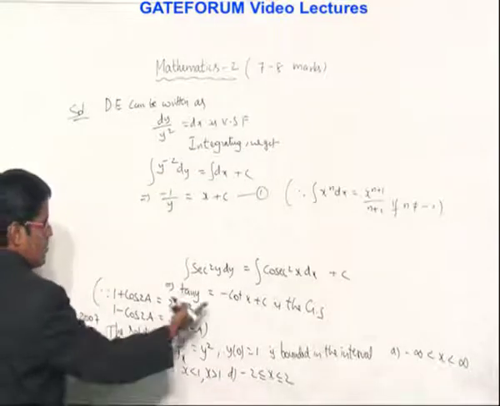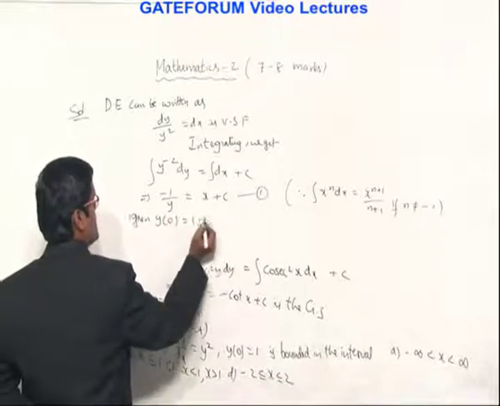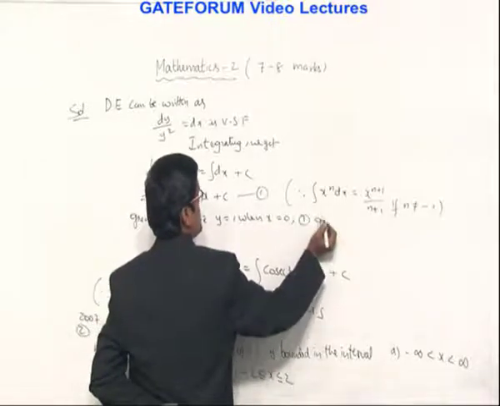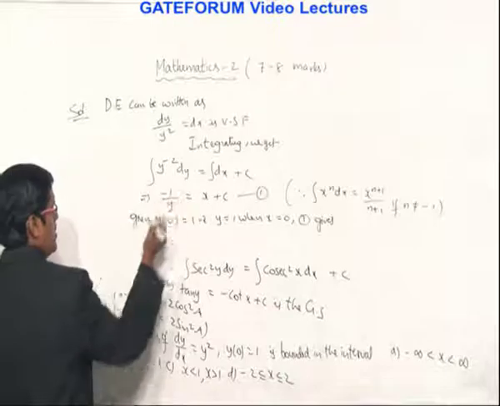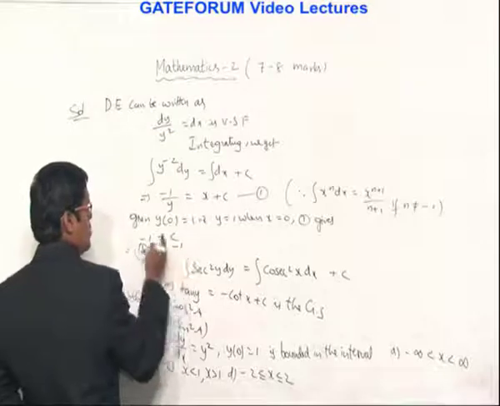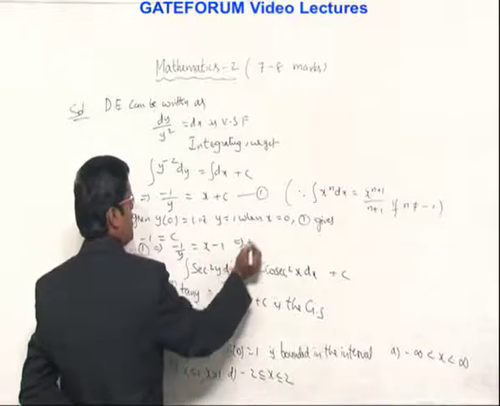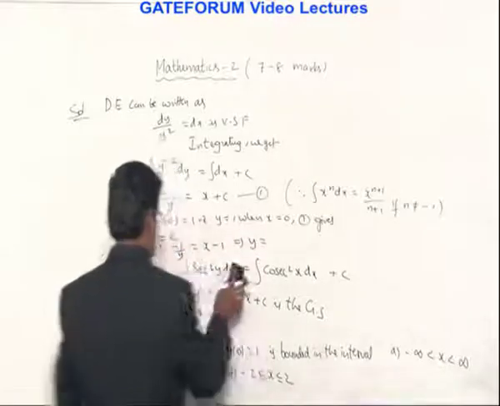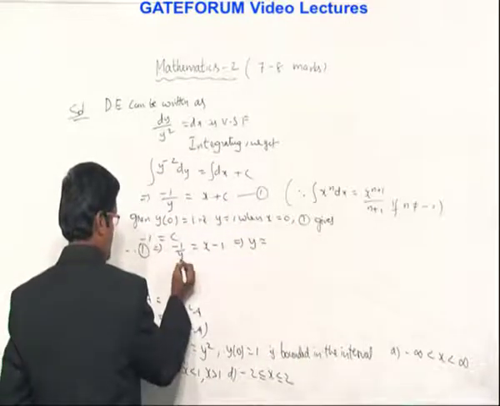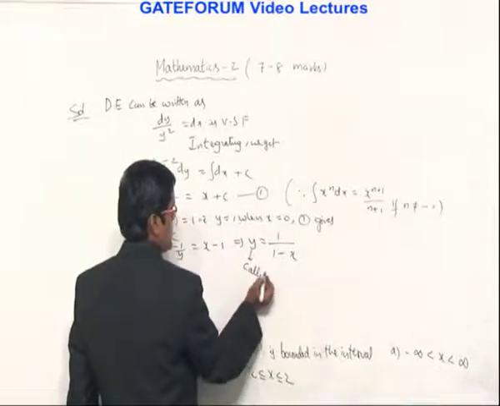Now use the given condition. What is that condition? Given y of 0 is equal to 1. That is, y value 1 when x value 0. Substitute in equation 1: minus 1 is equal to c. Therefore, go back to equation 1 and substitute the c value: minus 1 by y is equal to x minus 1. From this, find y is equal to 1 by 1 minus x. So this is called the solution.